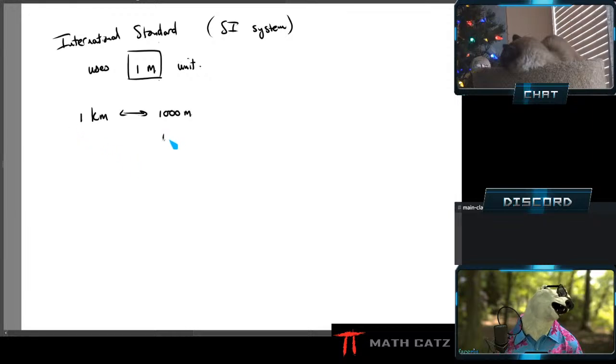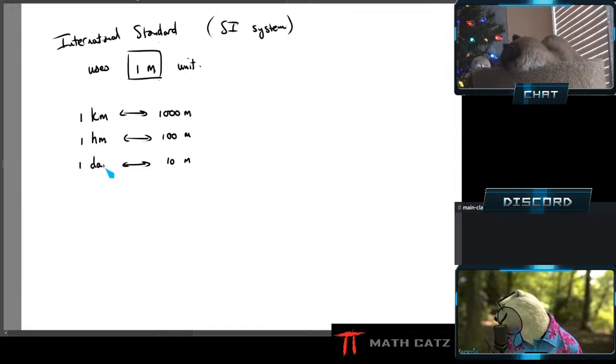Then if I have something in between, like hundreds of meters, in practice we don't really care to be that efficient. It's either in meters or in kilometers for practical use, but they wanted to be thorough and go to every power of 10. 100 meters is one hectometer. 10 meters is one decameter.